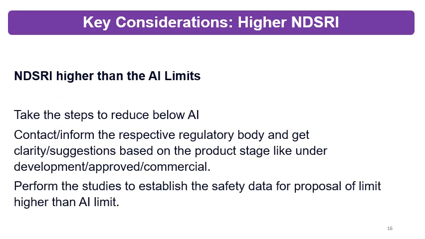Then higher NDSRI impurity level, or NDSRI higher than the AI limit. So if you have a product with a higher NDSRI level than the AI limit, what will you do? Take the steps to reduce the impurity level below the AI limit. That is the first requirement. Then you should consider whether the product is commercialized, whether it is under approval stage, or whether it is approved, or whether it is under the research and development phase.